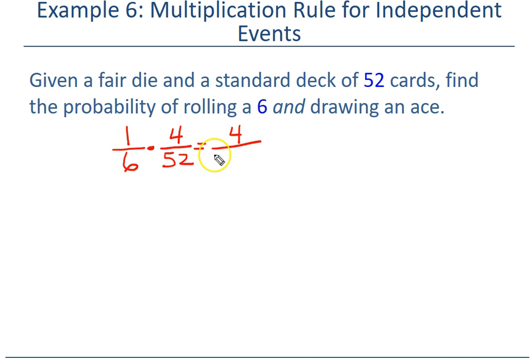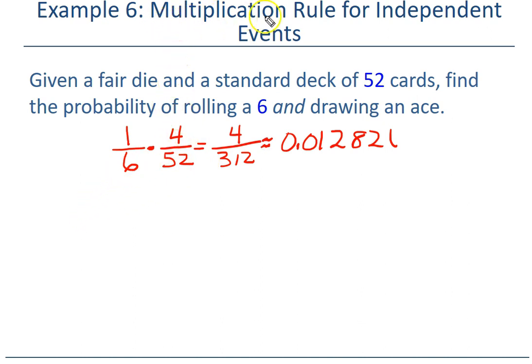out of 312. Put that in our calculator, and we get 0.012821. And I believe that's an approximation, so we have to put wavy lines there.